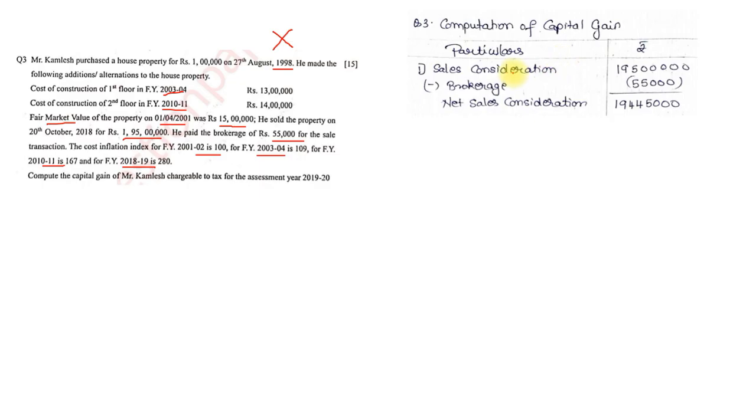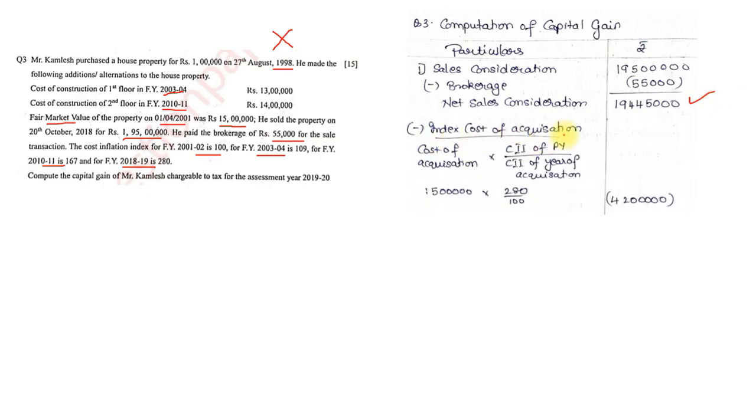Always remember, we always start the sum with sales less brokerage or transfer fees. So number one, sale consideration 1 crore 95 lakhs less brokerage 55,000. So we get a net sale consideration as 1 crore 94 lakh 45,000. Now the next step will always be less cost of acquisition. How much you had purchased, we need to get the index rate of that.